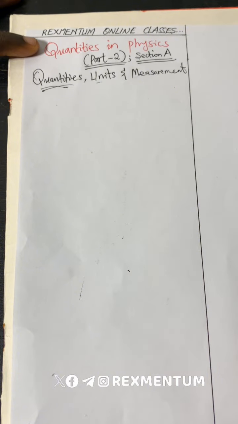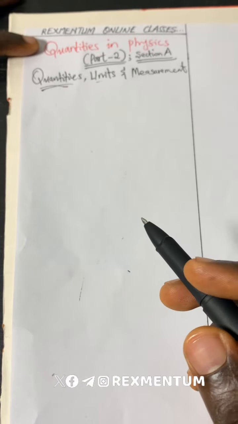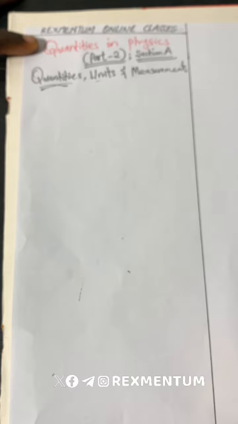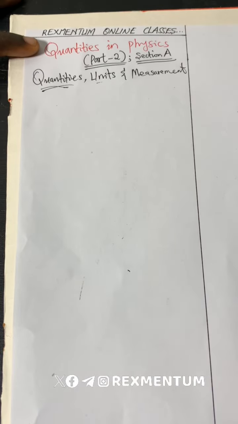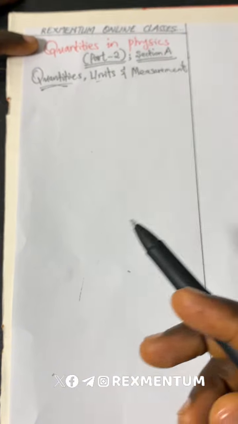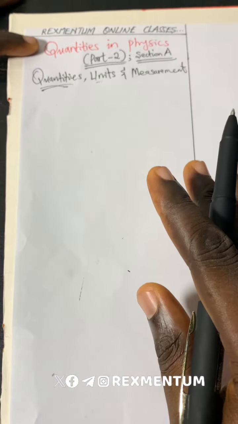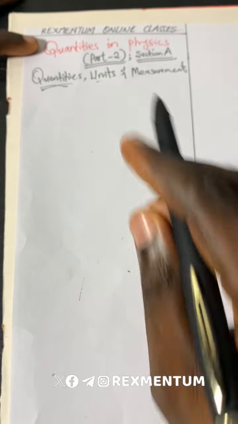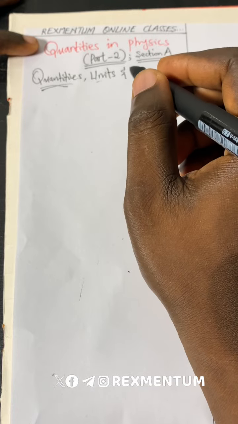There is also another way of classifying quantity, into vector quantity and scalar quantity. That will form the subject of discussion, usually in chapter 2 of physics, in undergraduate or even O-level. So these are the matters that you need to know. Unit is the yardstick with which quantities are measured.